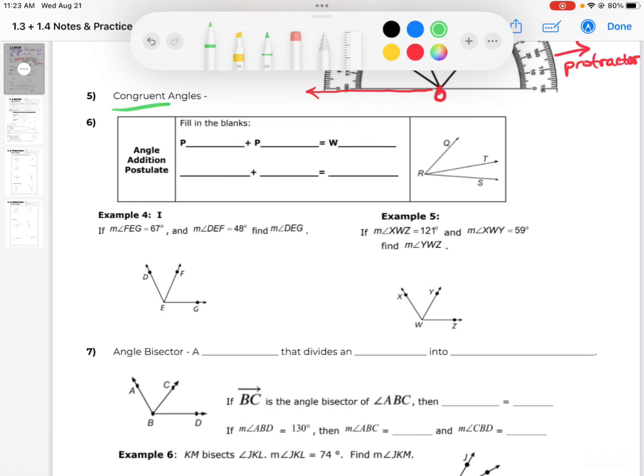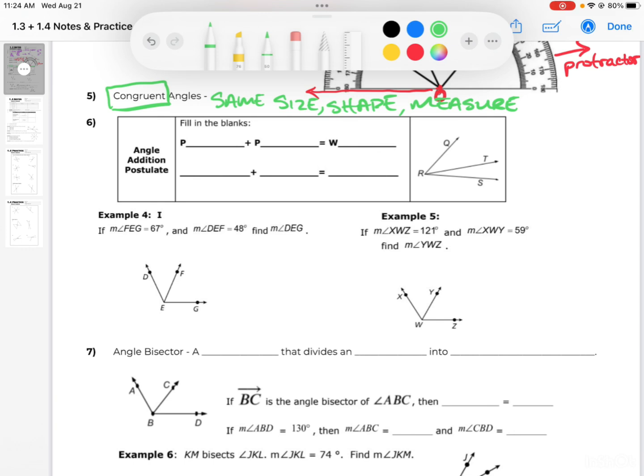Next, we're going to talk about congruent angles. This word congruent is going to appear quite a bit, so it's really important that you know what it means. It means angles that are the same size, shape, and we could also say that they're the same measure. They have the same measure in degrees. So that would be matching angles.